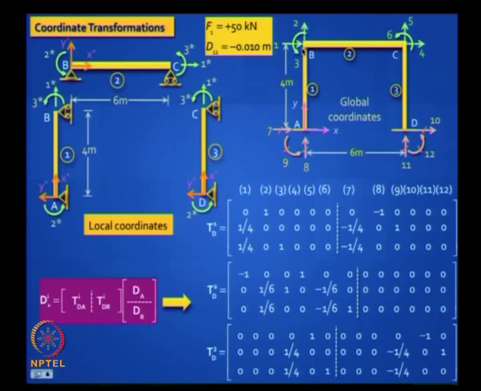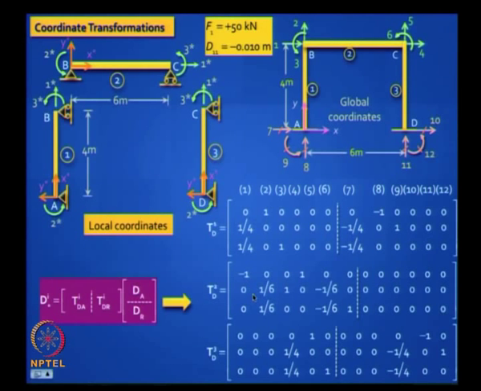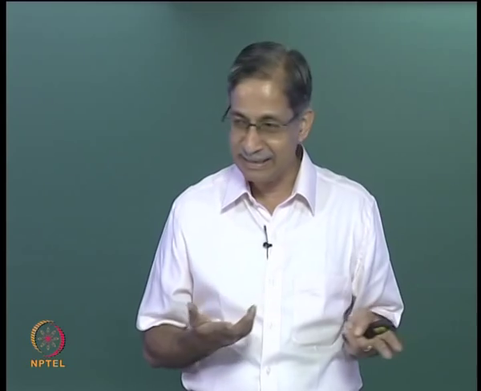Element 1 is going to undergo a clockwise chord rotation but no change in elongation or extension. So clockwise chord rotation, anti-clockwise end rotation, so the rotation is 1 by 4, got it? So it's plus 1 by 4, plus 1, very easy to do because you are lucky you have a rectangular frame where the angle is 90 degrees. If it's not, put cos theta, sin theta the way we discussed.